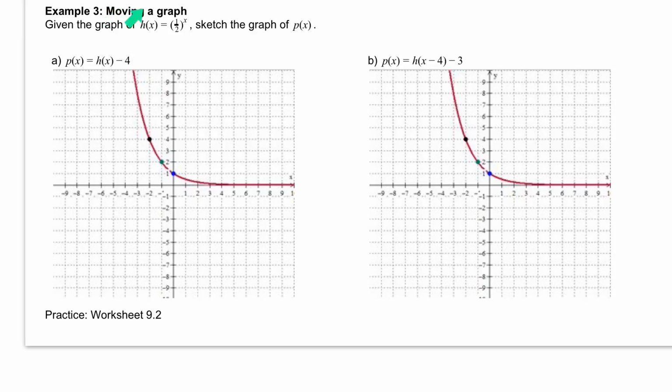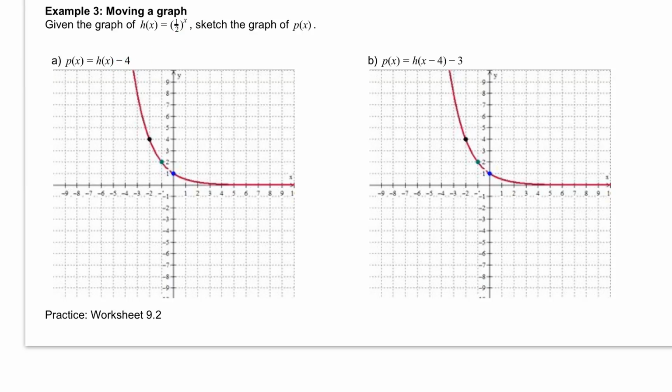In example 3, we're going to continue moving a graph. This time we're going to look at an exponential function. So we're given the graph h of x is equal to 1/2 to the x, and we want to sketch the graph of p of x. In letter A, we have p of x is equal to h of x, our function, minus 4. And that tells us that we are going to be shifting our graph down 4.